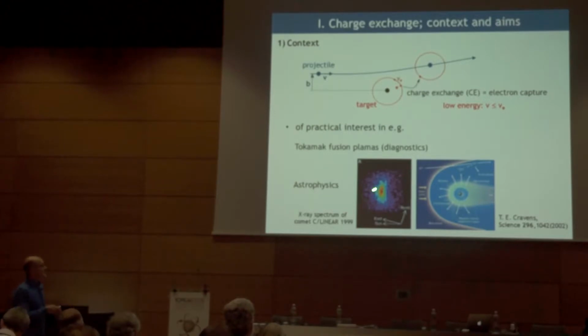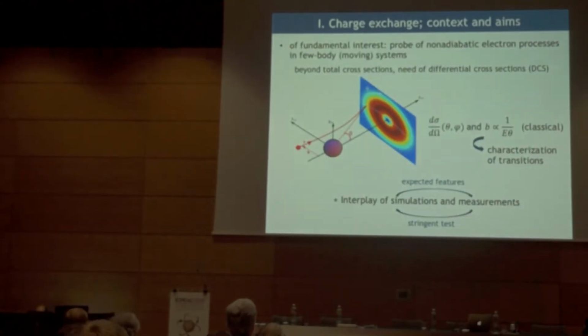And by analyzing such a spectrum and some additional ones, Cravens and co-workers were able to deduce the ionic composition of the solar wind. Besides some interesting application as this, CE is of fundamental interest as the probe of non-adiabatic electron processes in few-body moving systems. But here, total cross-sections are not sufficient. In fact, the mechanisms which underlie the reaction processes are encoded in the differential cross-section, the DCS, which are nothing else than the distribution of scattered projectiles after charge exchange.